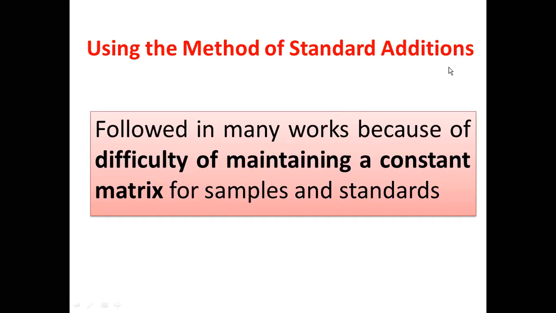Why do we do this standard addition? Standard addition is done in order to eliminate the difficulty of maintaining a constant matrix in samples as well as standards. We will not know what matrices are present in the sample and the standards. So, in order to eliminate this problem, we follow the standard addition procedure by using a standard of known concentration. So, the difficulty of maintaining a constant matrix for samples and standards will be eliminated.